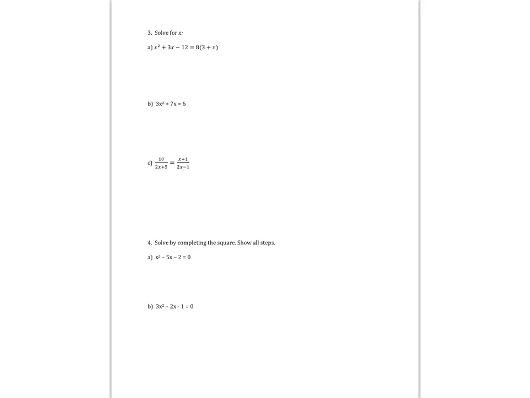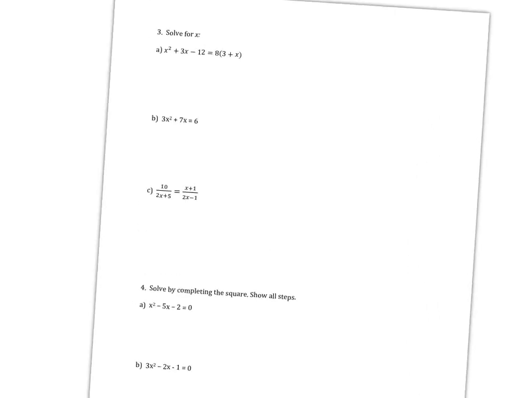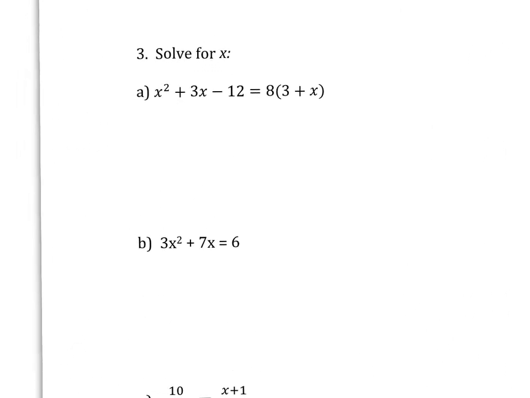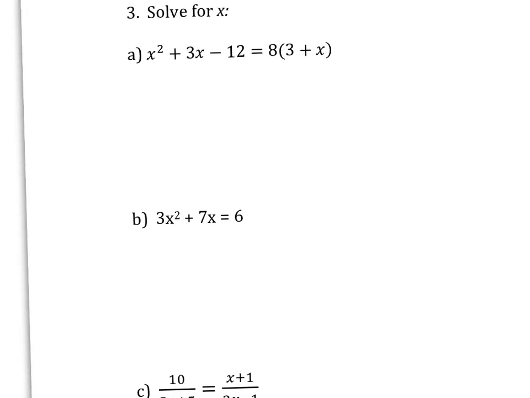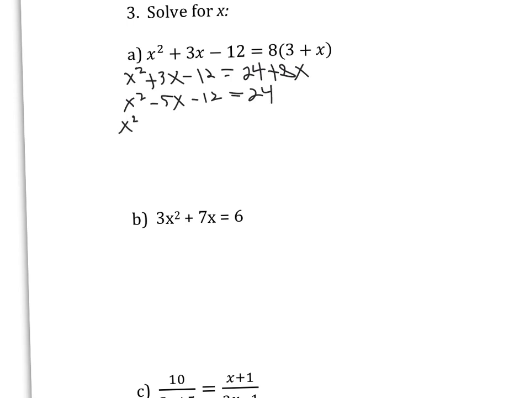Okay, let's get a better size here. We're going to solve for x. So that means we want to be setting one side equal to 0 and then use factoring and the zero product property. So the first thing we'll do is we will expand on the left side, on the right side, plus 3x minus 12 equals 24 plus 8x. We will subtract 8x from both sides to get x squared minus 5x minus 12 equals 24.